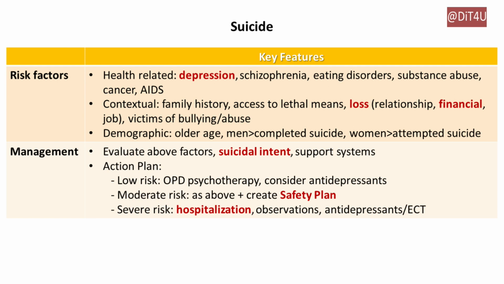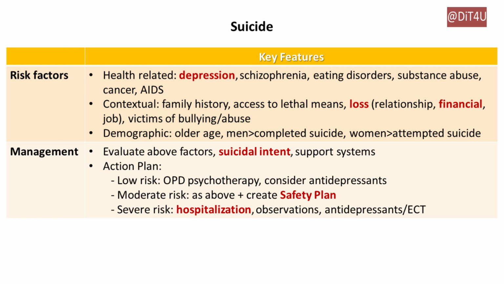If it is low risk, it could be OPD psychotherapy. They can go and come back to the OPD. Consider antidepressants if there is depression. Moderate risk as above, that is OPD and antidepressants, plus create a safety plan. So safety plan such as who is to look after, family responsibilities, community, nurse, for example, social work, what is to be done in times of crisis, all those things.